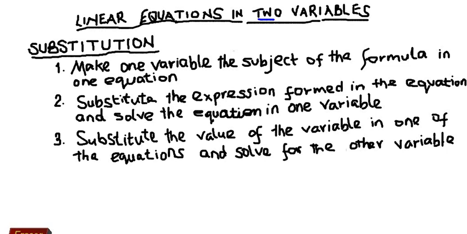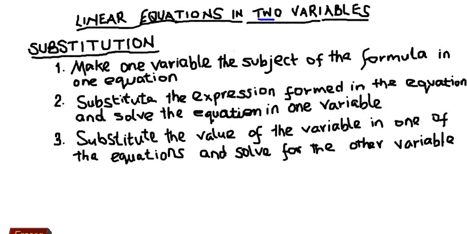Once that is done, then you now get that expression and substitute it in the remaining equation so that you create one equation that now only has one variable. You create an equation in one variable. So with the equation in one variable, you are able to solve it and find the value of that variable.